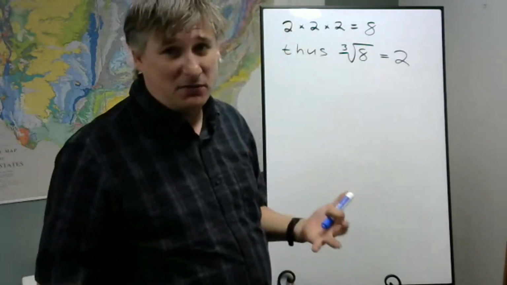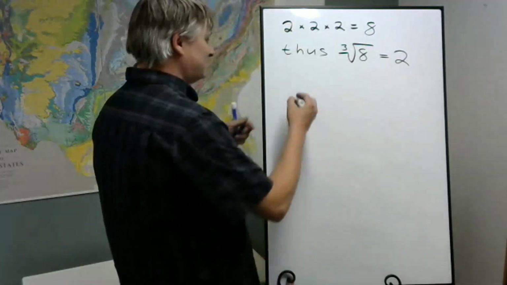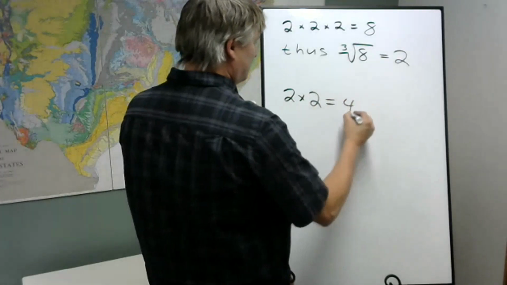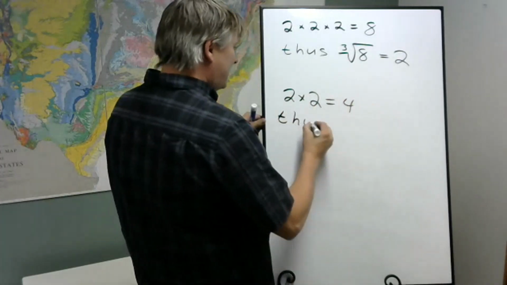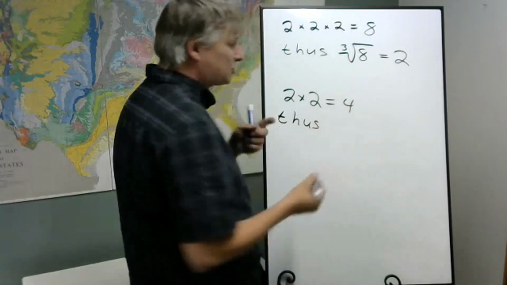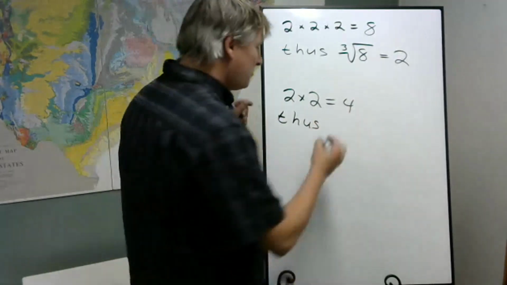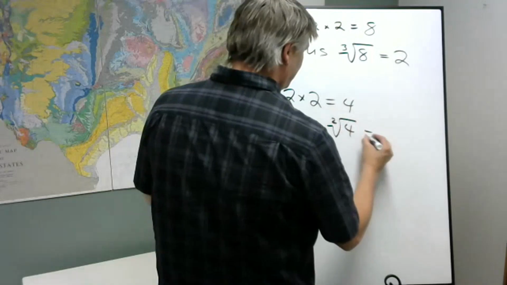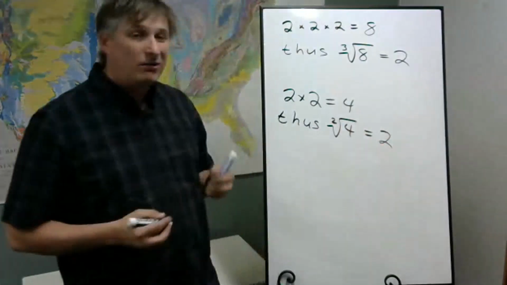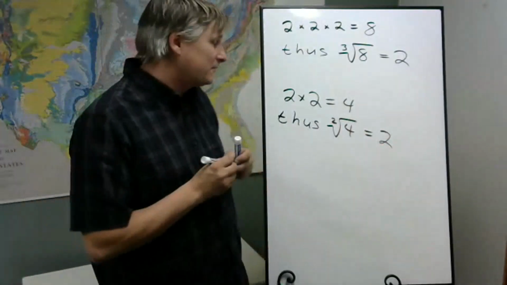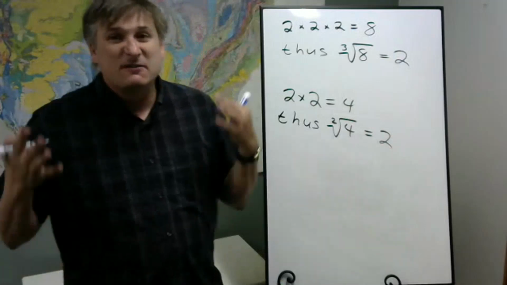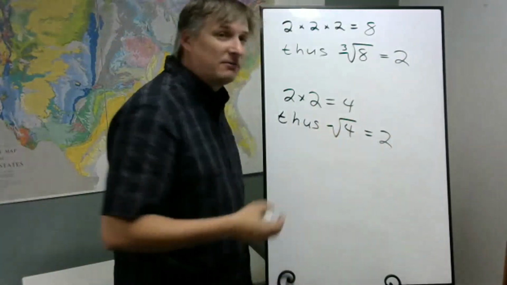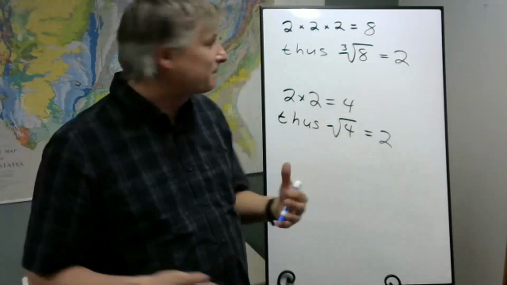Now, technically, if you wanted to say this, 2 times 2 is 4. Thus, we can say, okay, the square root of 4 is 2, but we could technically write it with a little 2 there. That would be all right, mathematically speaking. But for reasons of convention, we leave the 2 off. This is one where we don't put it there.